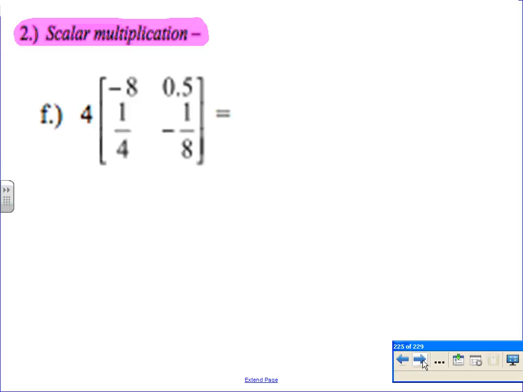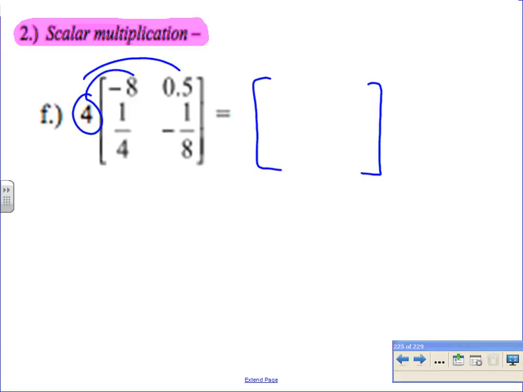Okay, so let's go over the scalar multiplication one. On letter F, what is the scalar? Doug? Good. The scalar is 4. So all we're doing here is multiplying. When you have a scalar in front of a matrix, it's like the distributive property. You're taking this 4, we are multiplying it through.